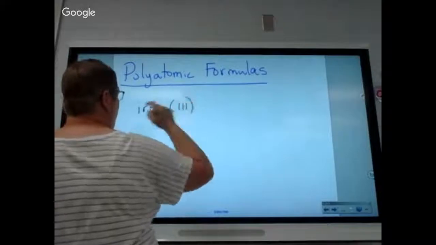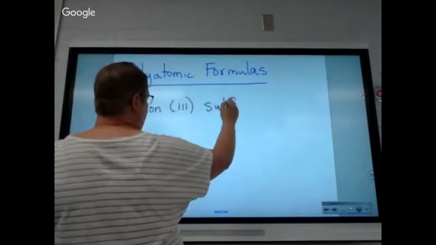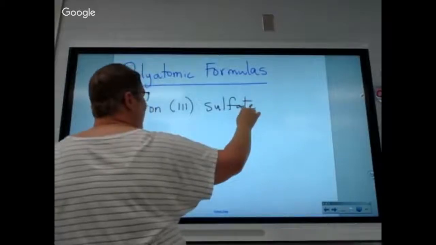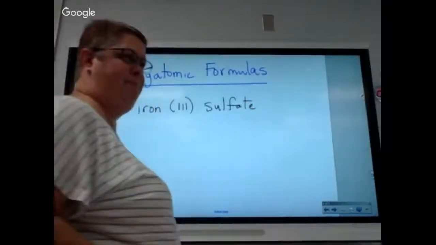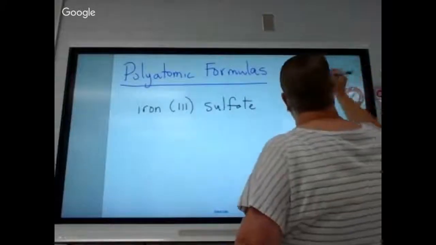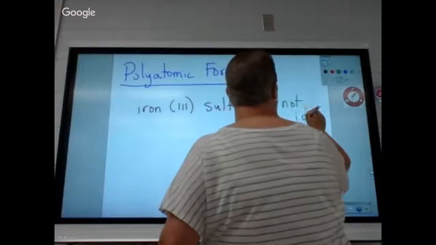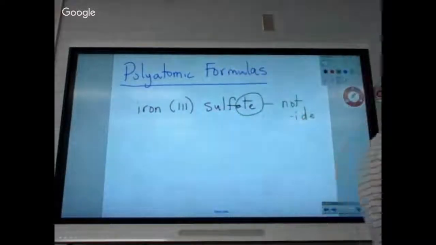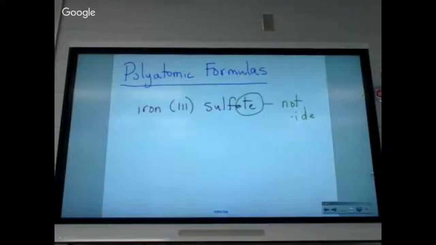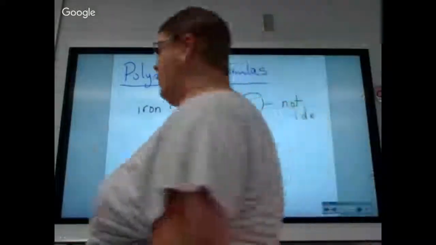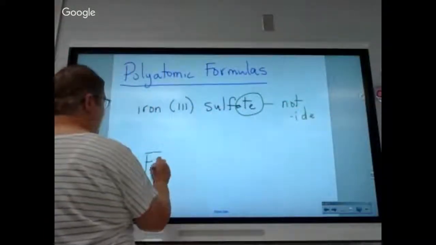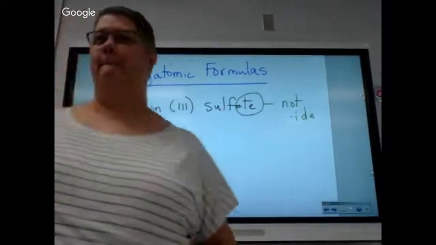All right, let's say we're going to write the formula for iron(III) sulfate. First of all, how do you know that this has a polyatomic ion? When you look right here, this is not IDE, so that's what tells you it's a polyatomic ion. It's got an ATE. Now the first thing you've already done: you look up the symbols. What's the symbol for iron? Fe. All right. What's the oxidation number for iron? 3.